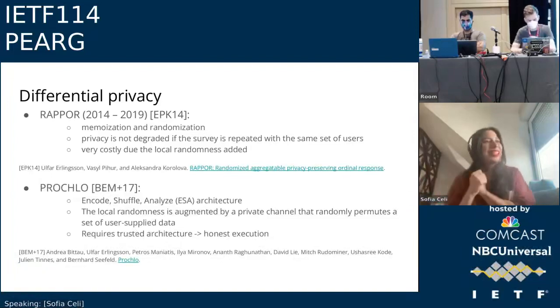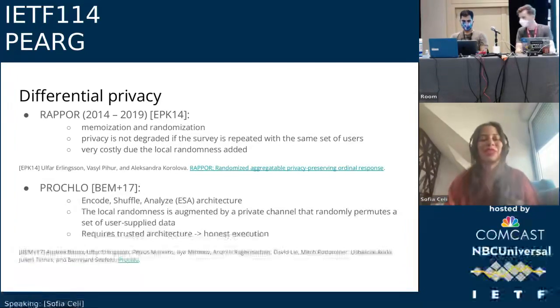What is the problem with this one is that it's more efficient in a way, but it also requires a trusted architecture, because you indeed have to trust the shuffler in order to be secure, to be assured that the mechanism is working. So there you have a little bit of a downside of PROCHLO.